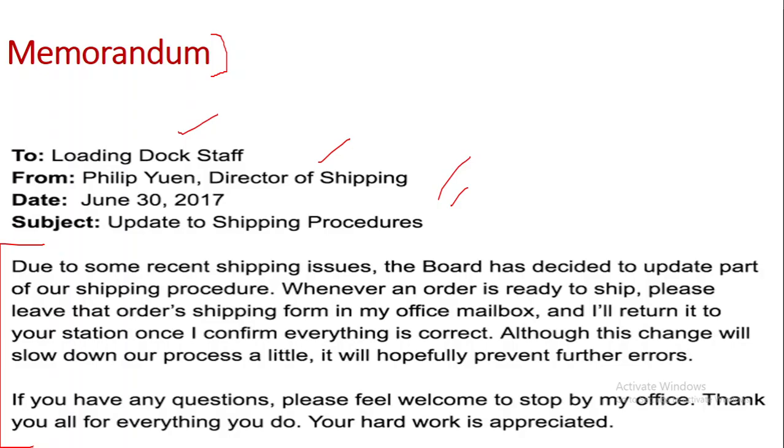So today we had a general discussion about letter writing, and we will continue this discussion for the next 3 to 4 lectures, and we'll talk about letter writing in detail.